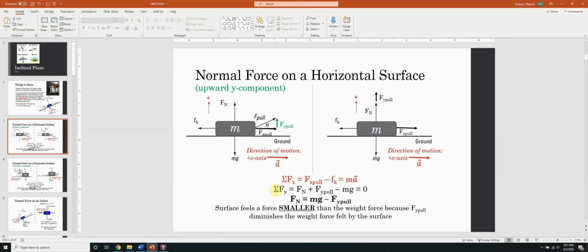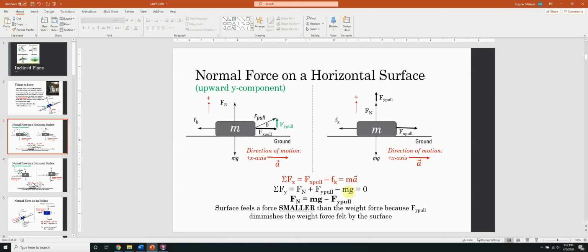But what we really want to focus on here is our y direction, and how this Fy pull is influencing our normal force. As I mentioned, it should be diminishing that normal force. When we add up our forces, we have normal force is positive because I've defined up as positive. We have Fy pull also positive because it is also upward. And then our weight force is negative because it is downward. And this is going to sum to 0. As we've talked about numerous times, we have no acceleration in the vertical. There is only horizontal acceleration.